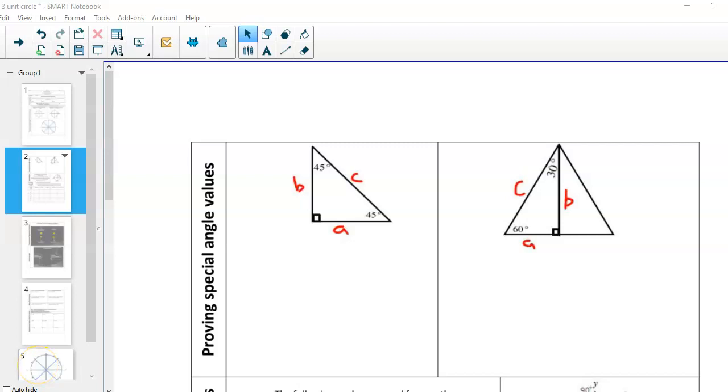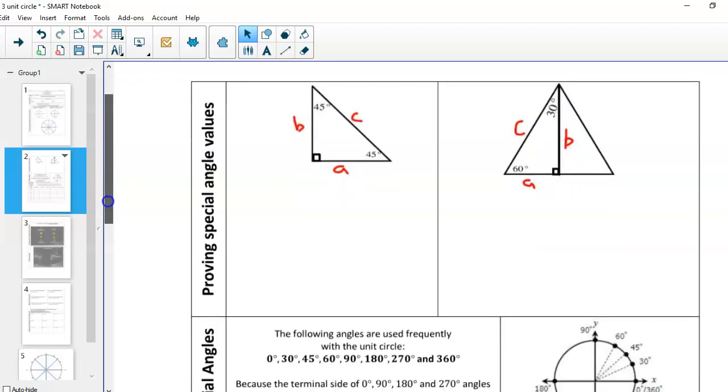Alright, so we are starting on the second page. We are going to talk about why we use these angles or these exact values. Because in a previous class, if you learned your unit circle, maybe you were told to memorize these, maybe you were told why, maybe not. But we're going to go over why.